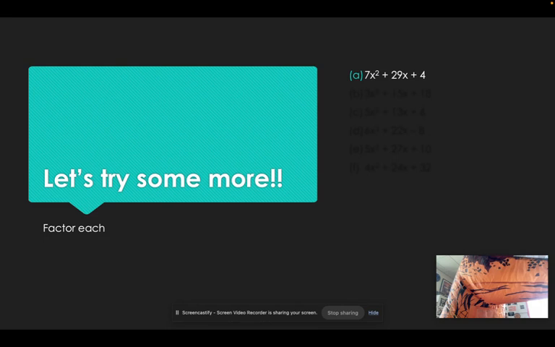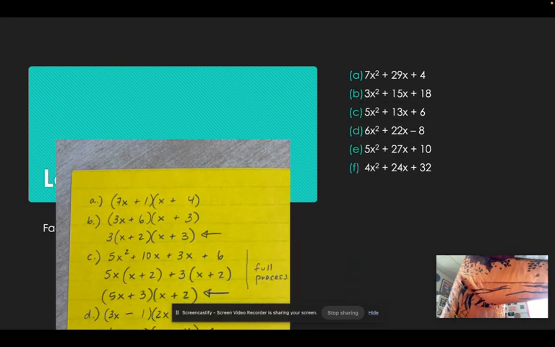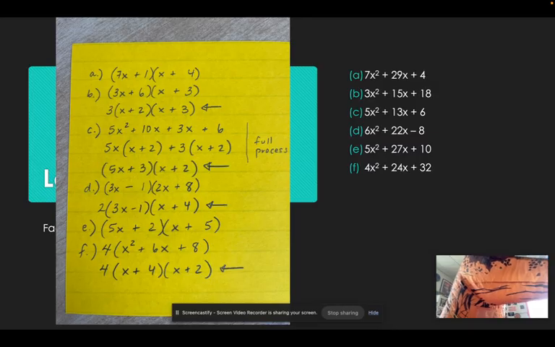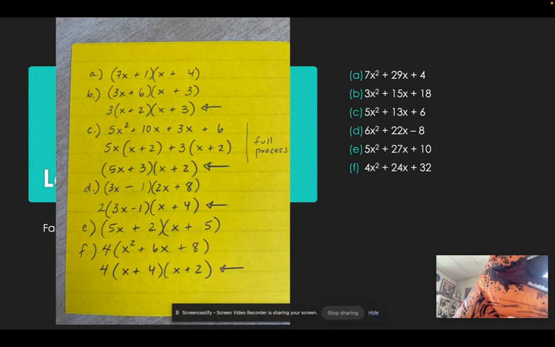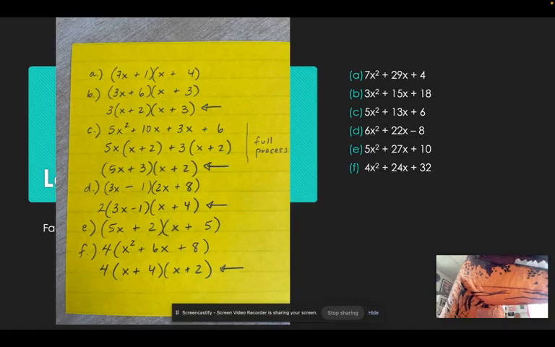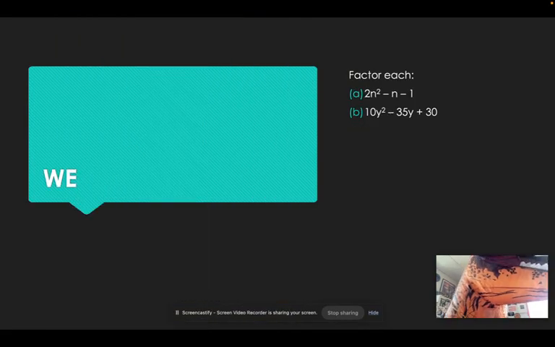Okay, so let's try a couple more examples. I'm going to put these up. Go ahead and pause it, and then check your answers. Some of these you can see over on the answer sheet. I went ahead and showed the work for them. And let's go ahead and try these for our we problem. Go ahead and pause it, give them a try, see if you can factor them.